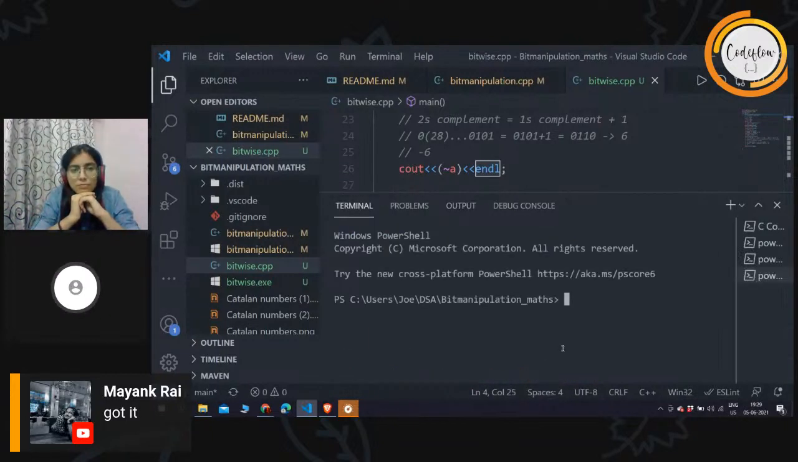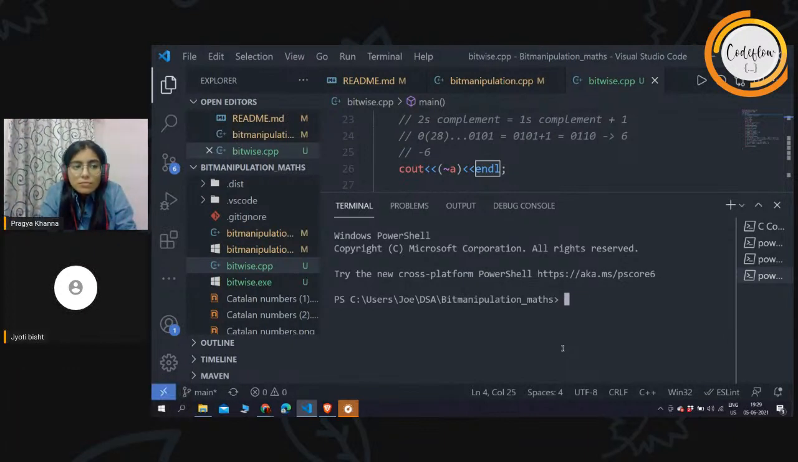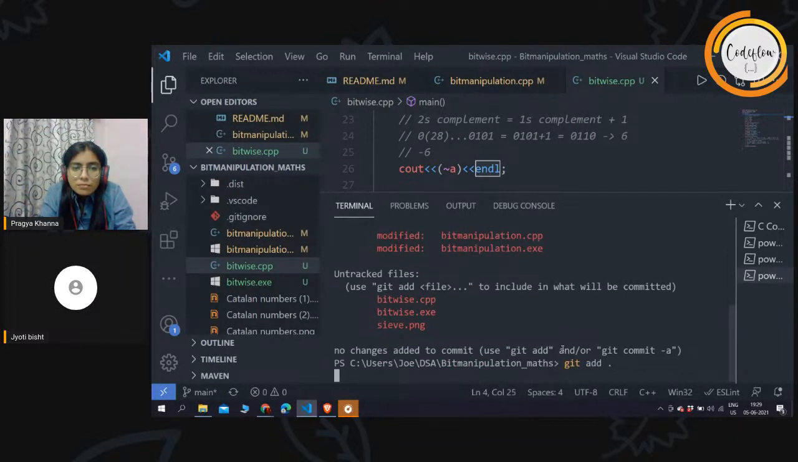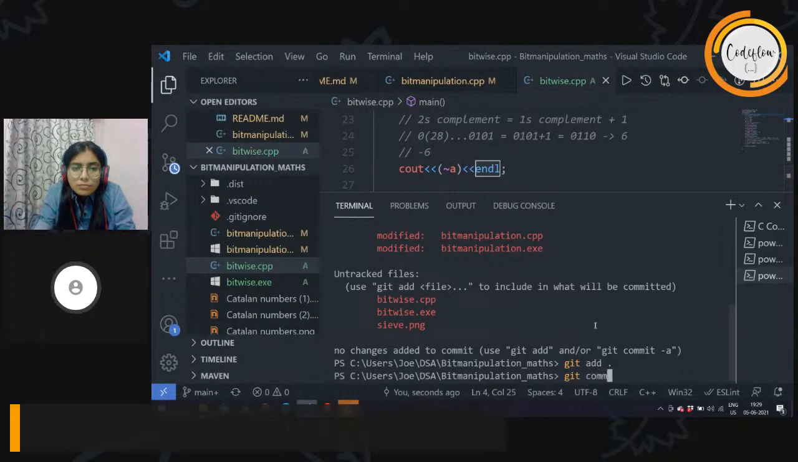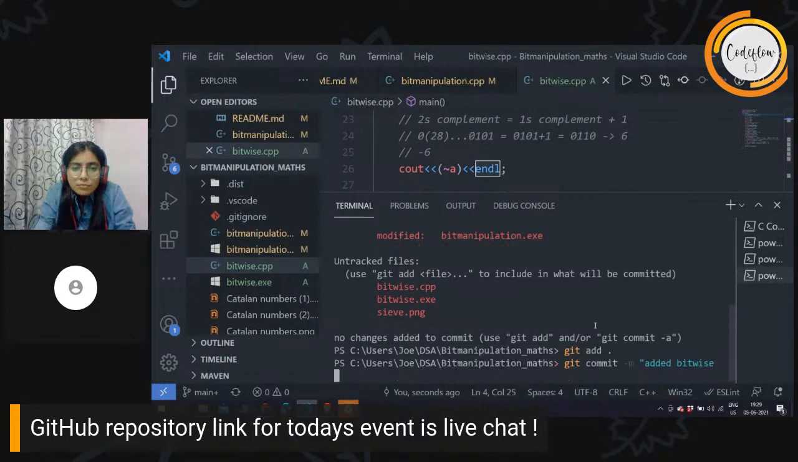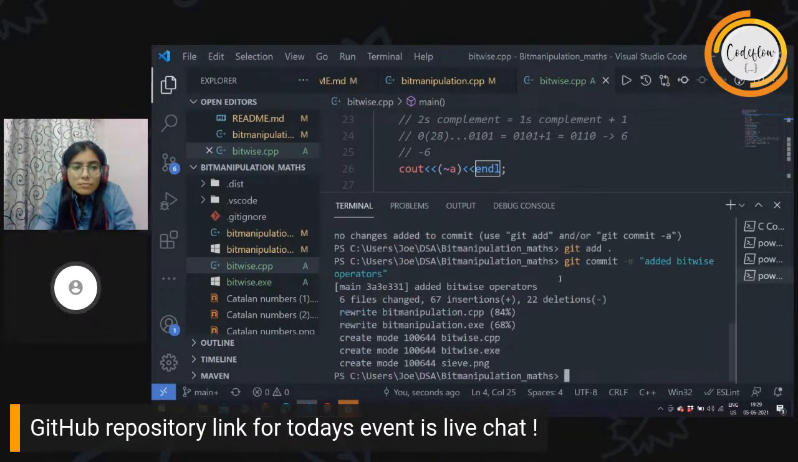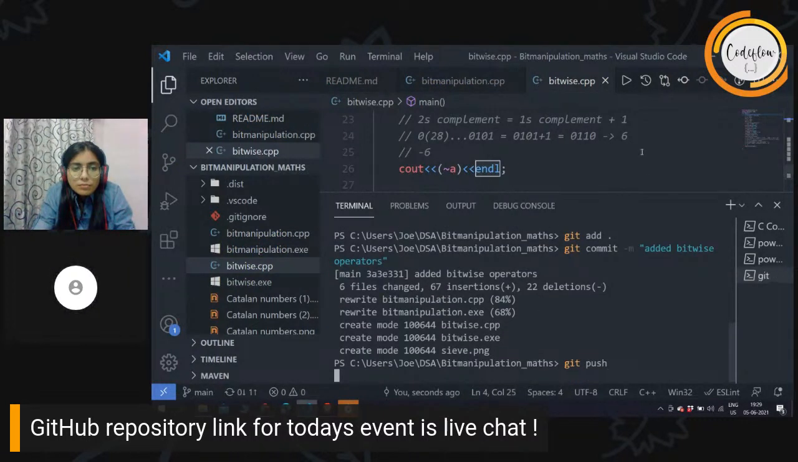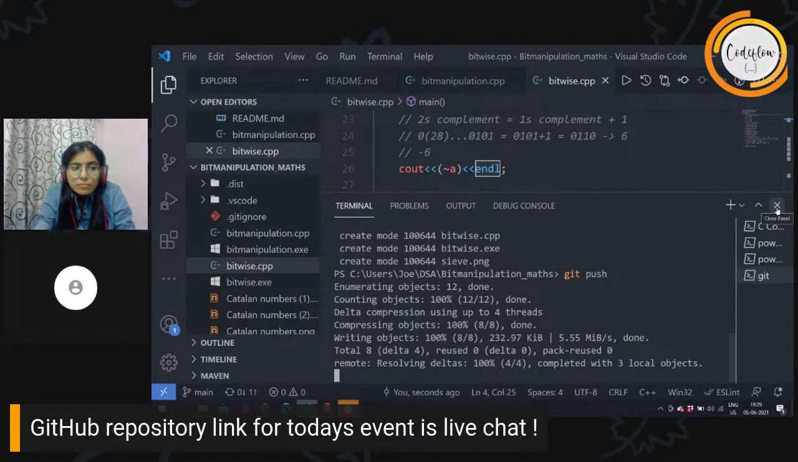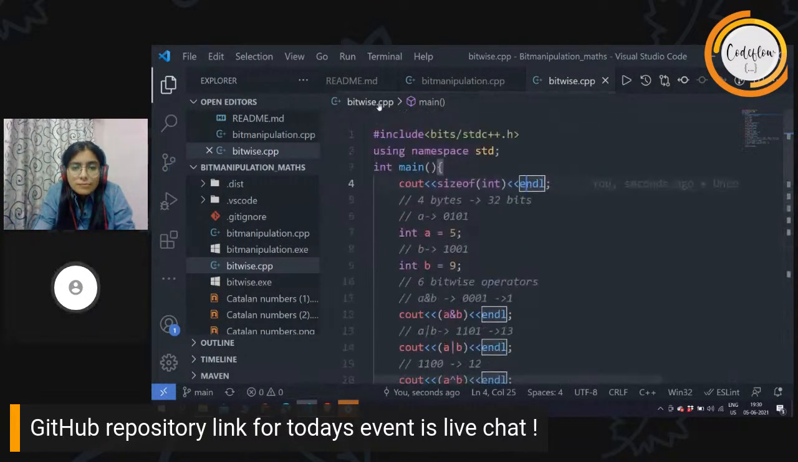Let me just push it to the repository, and then you can see the changes over here if somebody wants to. If you want to see the code over there, or run the code on your system itself, okay. The repository link itself I have shared with you. Okay.